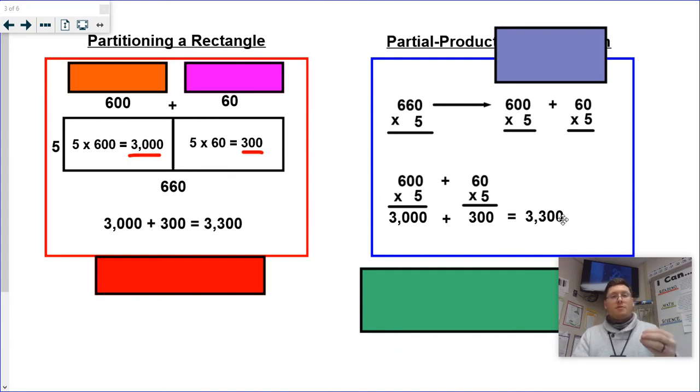That's partial products multiplication. They look very similar. However, partitioning a rectangle actually draws out my boxes, my rectangles, and places everything in a box and then adds up my partial products. Partial products multiplication doesn't use the rectangles, but it uses the same math. It just won't organize everything neatly like it would in partitioning a rectangle.